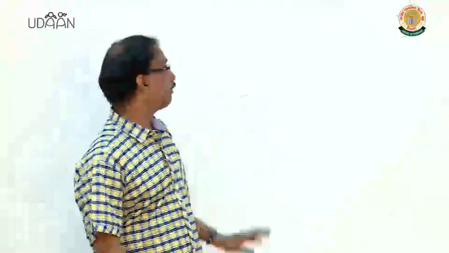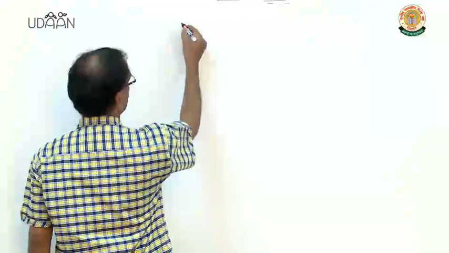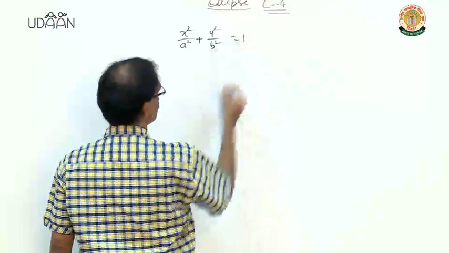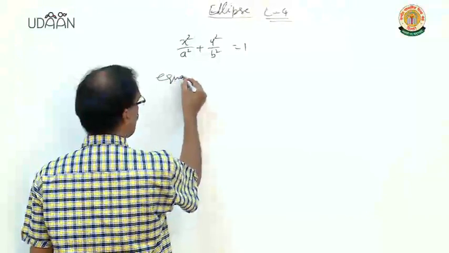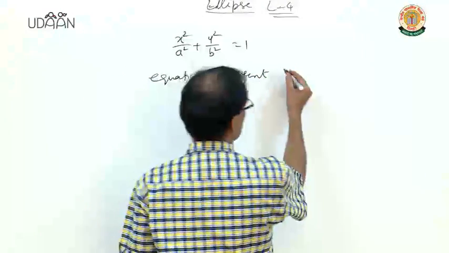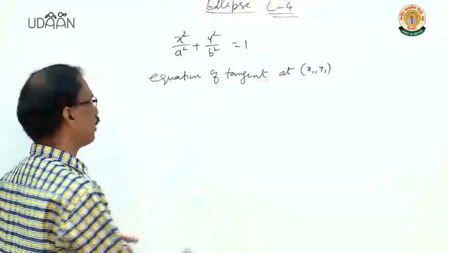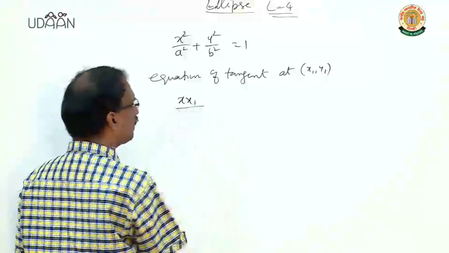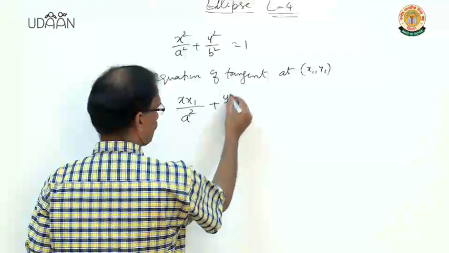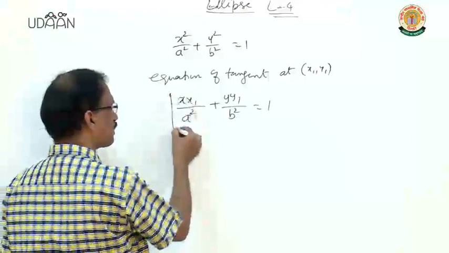Next. Now we have seen what is the equation of a tangent to the ellipse in slope form. Now if you have the ellipse as x square by a square plus y square by b square equal to 1, and the equation of tangent to this ellipse at (x1, y1), that is point form, what will you get? The same way as you have done for a circle, you will get x x1 by a square plus y y1 by b square equal to 1. So this is the equation of a tangent.